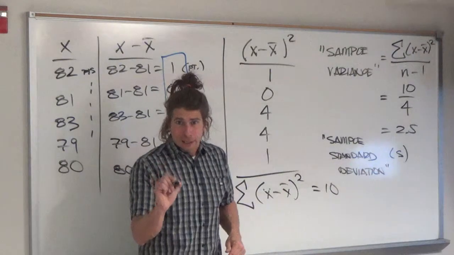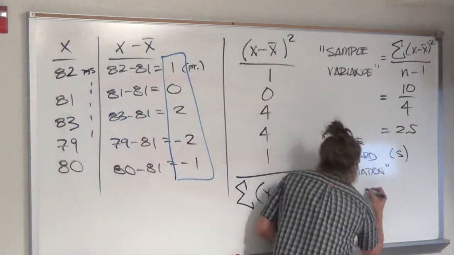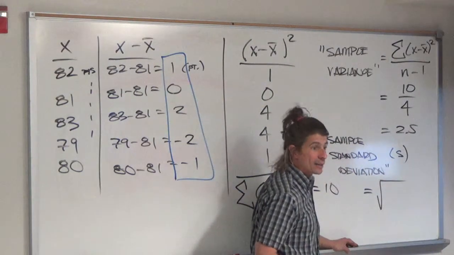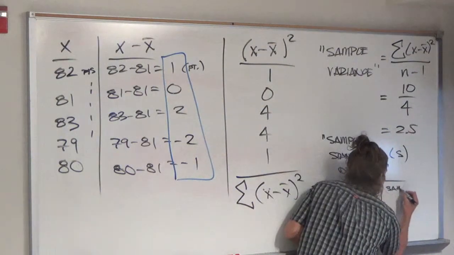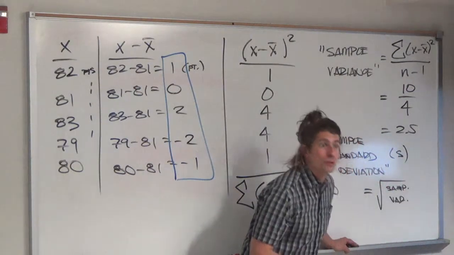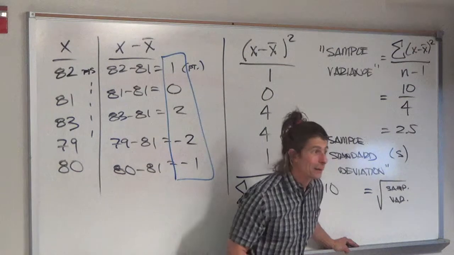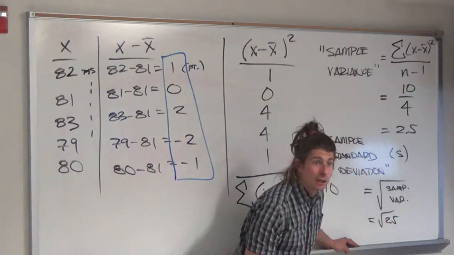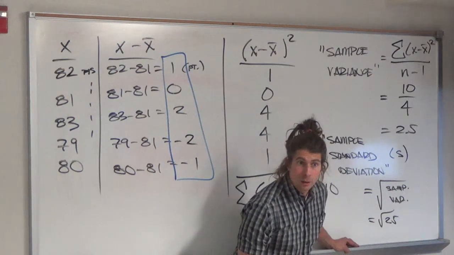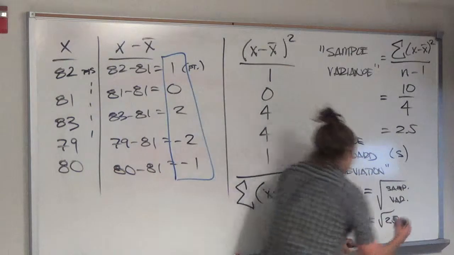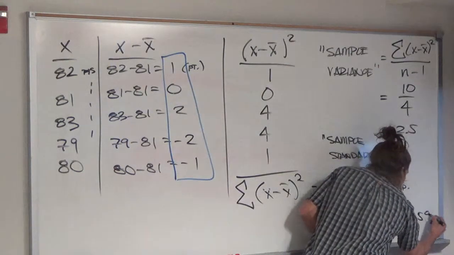Little s is your sample standard deviation. And all this guy is a square root of whatever that sample variance is. FYI, this is the only time you'll ever use the sample variance in this class, was to get this guy right here. So it's the square root of 2.5 points squared, which is 1.5-ish. I call that 1.58, thank you Nathan.